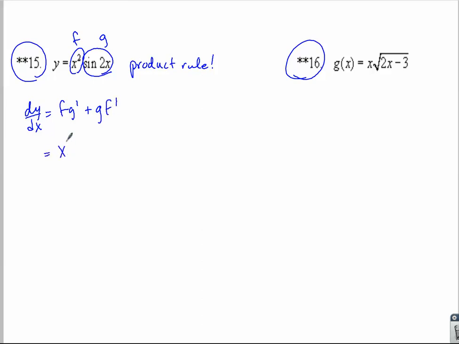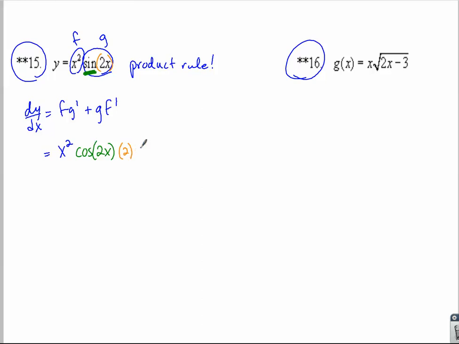F is the first one, x squared. G prime is the derivative of the second. Now, as I do the derivative of that one, that is a composite. So I've got my outer function is sine. The derivative is cosine. Then there's the inside of it, 2x. Its derivative is 2.